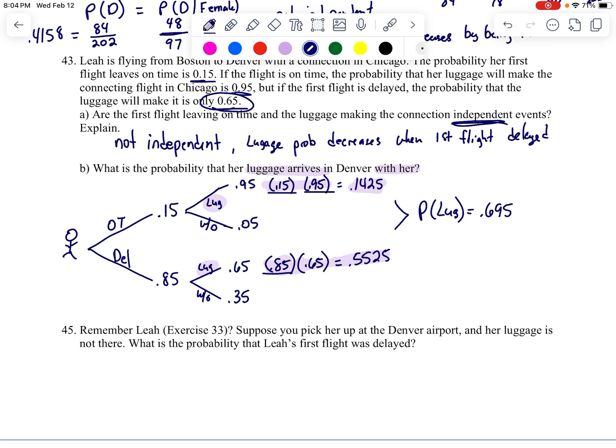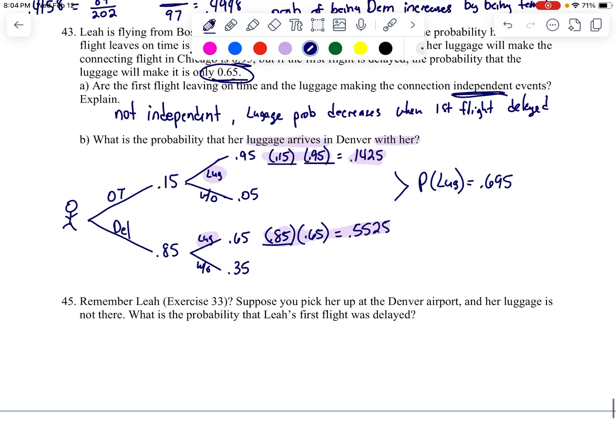So remember Leah in the exercise. Suppose you picked her up at the Denver airport and her luggage is not there. What is the probability that her first flight was delayed? So again, the more we can understand about conditionals, the easier this gets. You picked her up at the airport and her luggage is not there. So there is a condition. The condition is there is no luggage.